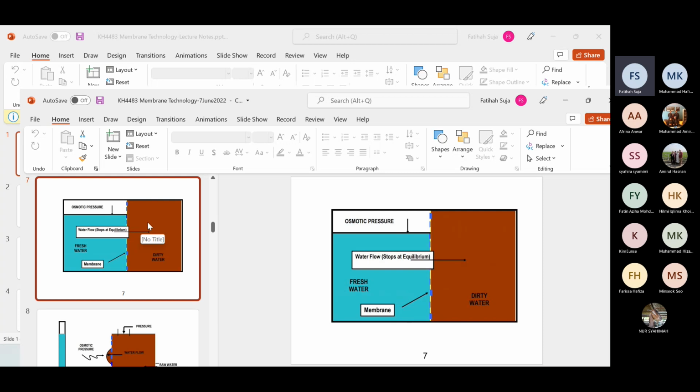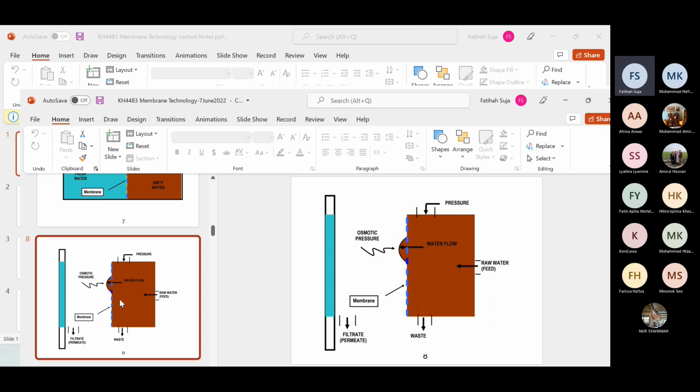So osmosis is not desirable from a water treatment standpoint, because the goal of water treatment is to produce fresh water, and not to dilute the dirty water with fresh water. This is the osmotic principle, meaning that you dilute the dirty water with the fresh water due to this osmotic pressure, and when they reach equilibrium, they stop. But this is not what you want for any water treatment. This is the osmotic pressure water flow.